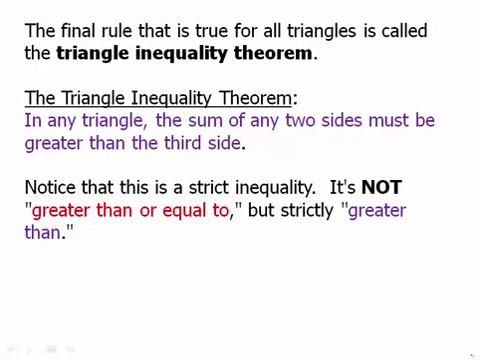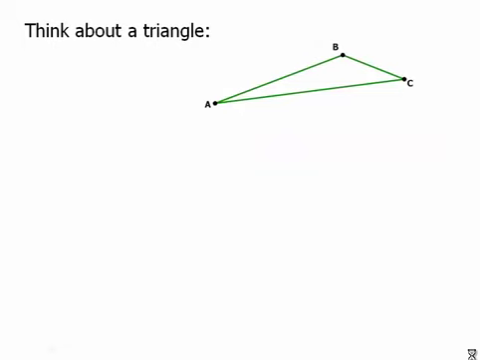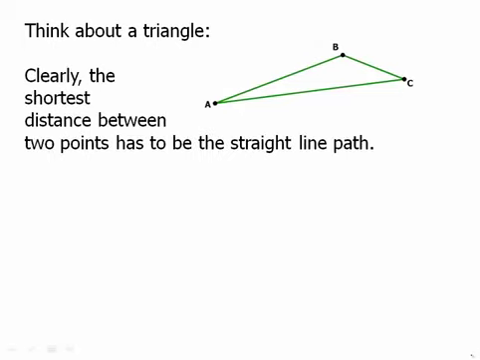Notice this is a strict inequality. It's not greater than or equal to, but strictly greater than. Why is this true? Well, think about a triangle. Here's a typical triangle. Clearly, the shortest distance between 2 points has to be the straight line path. That's a fundamental geometric fact. The shortest distance between 2 points is always a straight line.